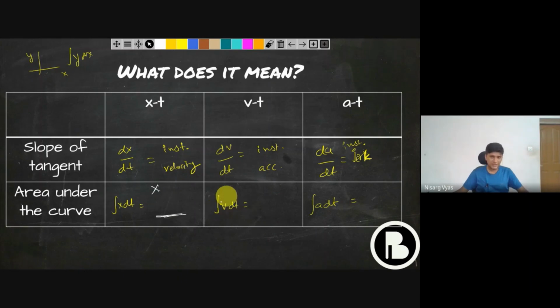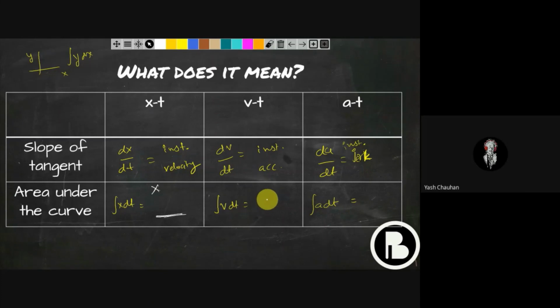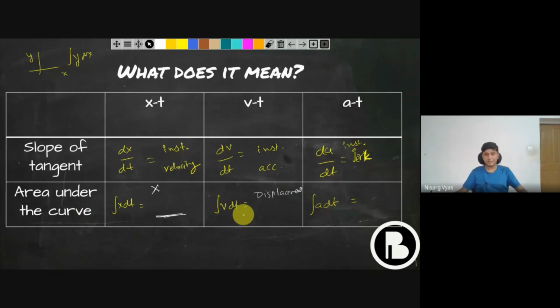But what about the integration of v dt? If you look at this equation closely, this is equal to v, and you take the integration on both sides. What does it give you? Displacement. So the area under the curve is displacement.